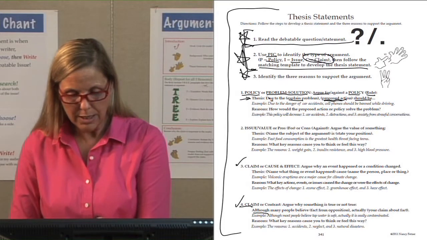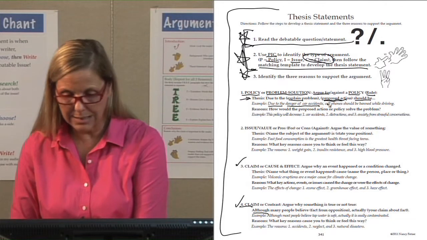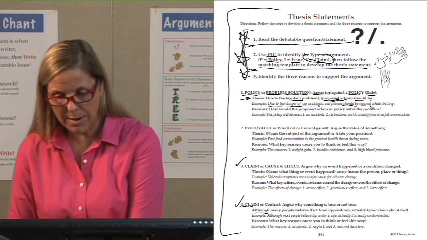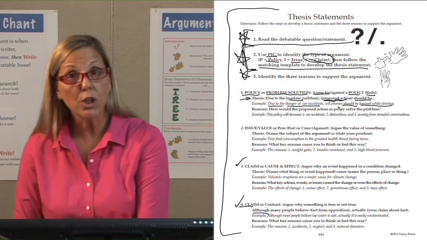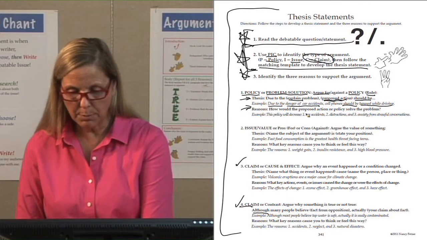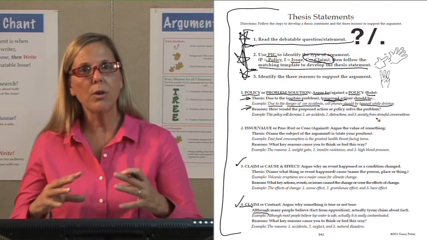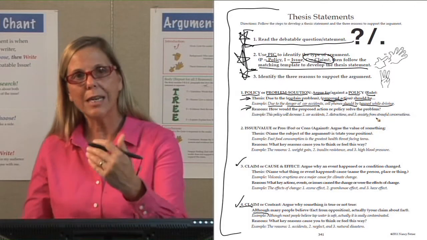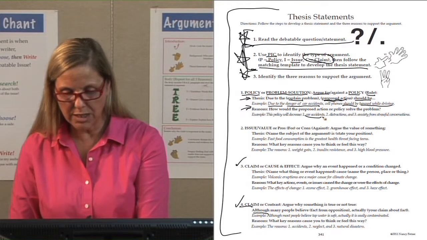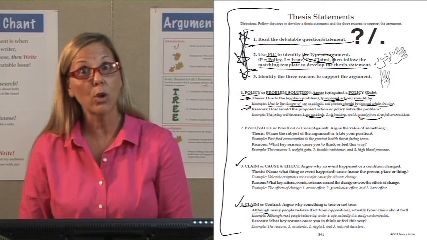Let's look at what we have. Due to the, and then here's our problem: danger of car accidents. Here's our proposed action: cell phones should be banned while driving. So there's our solution. And then we identify our reasons. How would the proposed action or policy solve the problem? So notice I'm asking that question to get to solutions that would make sense. This policy would decrease car accidents, distractions, and anxiety from stressful conversations.